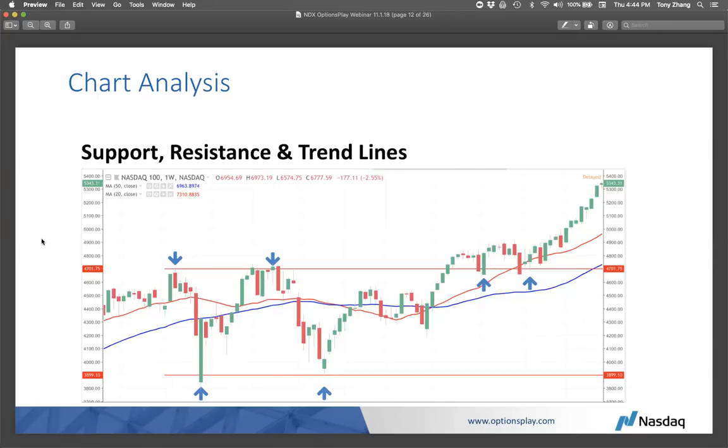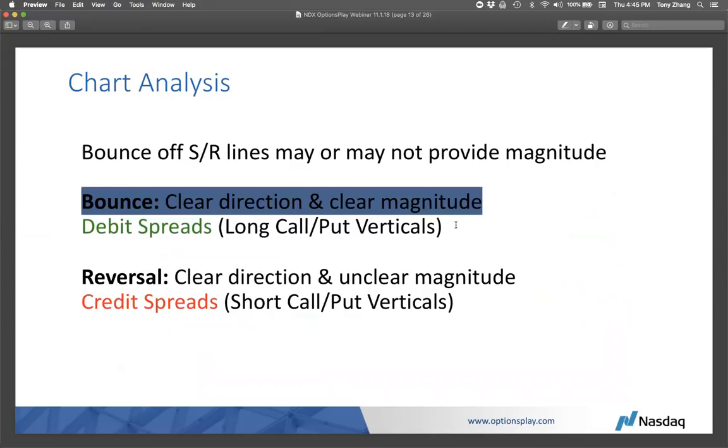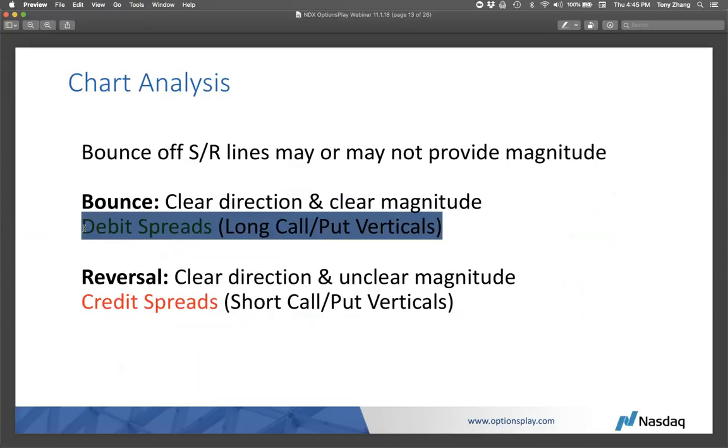And between those two versions, if you expect a clear direction and a clear magnitude, the best trade to make here is a debit spread, buying a call or put vertical if you're bullish or bearish on a bounce off a support or resistance level.